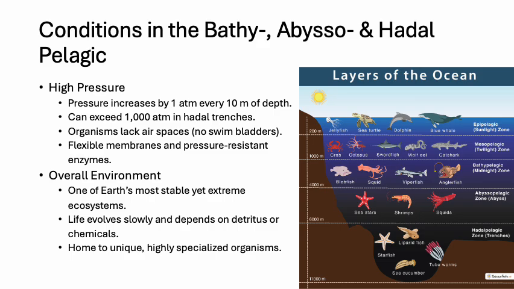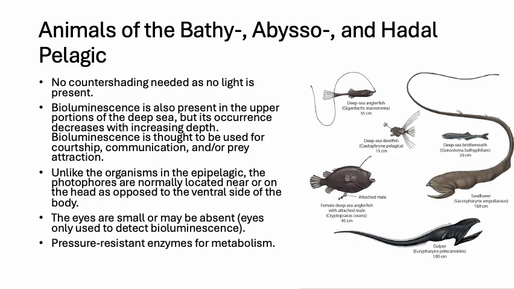Once we look at the animals that live here, we notice that countershading disappears because there is no surface light to hide them. Bioluminescence still appears, but it changes in purpose. Instead of camouflage, it becomes a tool for courtship or communication. Some species use light to lure prey. Eyes become small or vanish completely since there is nothing to see except the occasional flashes of bioluminescence. Their metabolism slows down and their bodies become soft and lightweight. These changes give them a chance to survive where energy is scarce and pressure is intense.